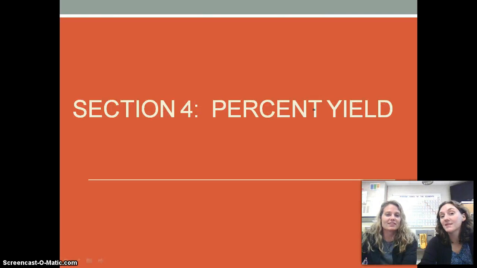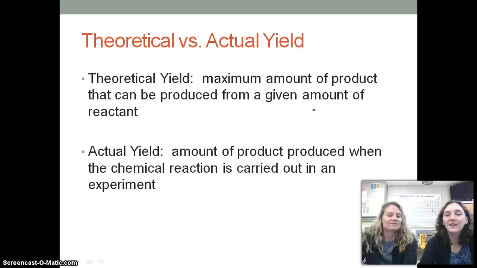Percent yield. It's really similar to all the other percentages you've done. Let's hope you know how to do a percent by now. Your theoretical yield is the maximum amount of product that can be produced from a given amount of reactant. So if I ask you to do a calculation, that's your theoretical yield. Theoretically, your math is perfect. If your reaction reacted 100%, that's what your theoretical yield would equal.